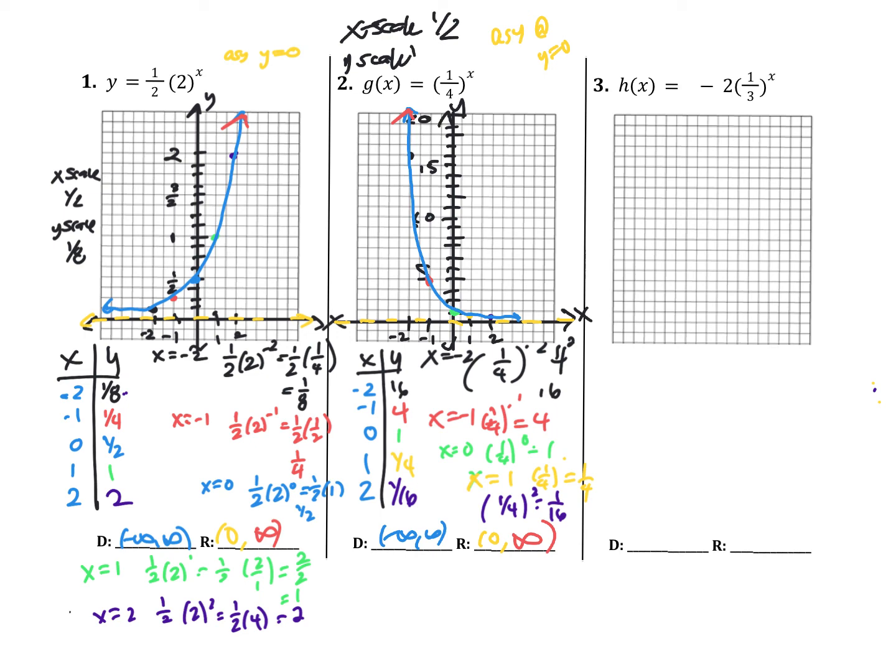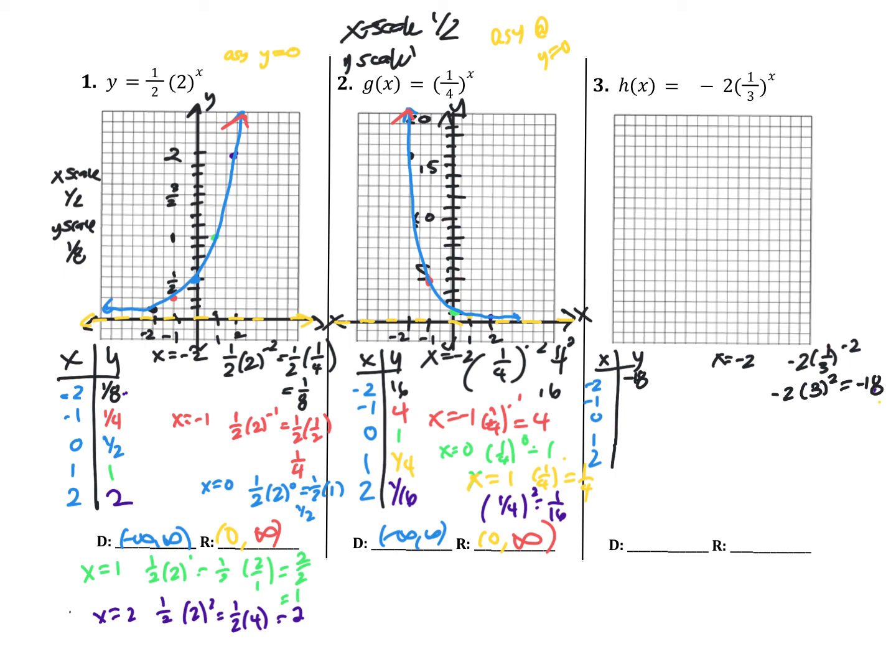Go ahead and set up your table, pause the video, and see if you can fill in all the values for the table on your own first. All right, if x equals negative 2, we have negative 2 times 1/3 to the negative second power. So remember that negative second power means we're going to take the reciprocal and make that exponent positive. So this is negative 2 times 3 squared, which is 9, times negative 2, which is negative 18.